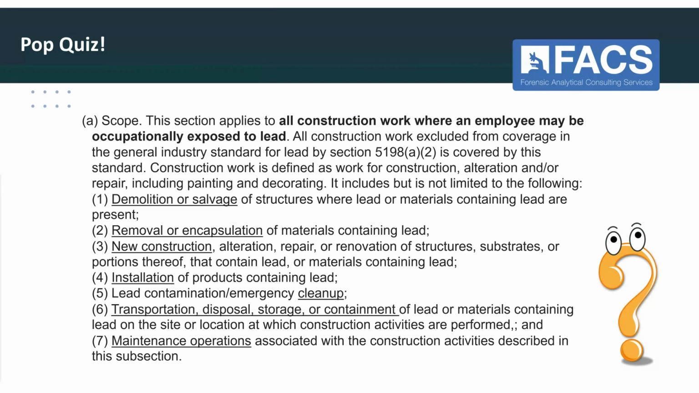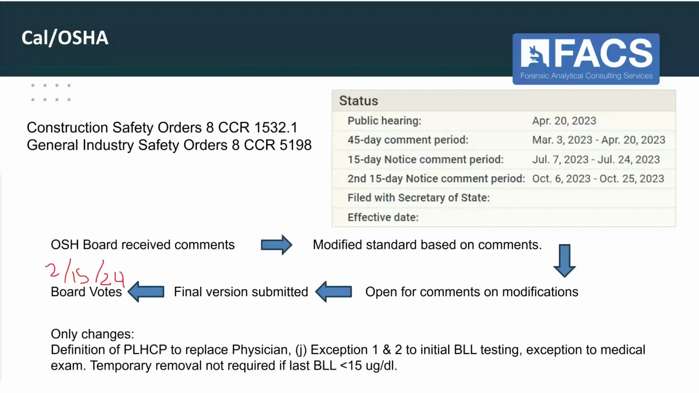And here's the process of how this works. The standard gets drafted, they have a series of public hearings, and then they have some comment periods. For this standard, the comment periods were back in the beginning and summer of 2023. We went through several comment periods. And just last month, on the 15th of February, the board voted to approve the standard. And it wasn't a unanimous approval. I believe the vote was 5-2.